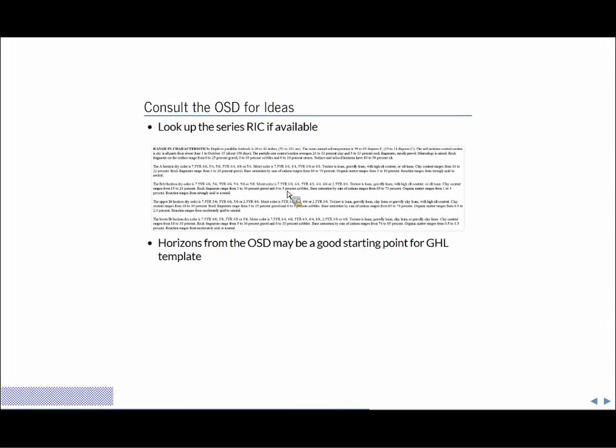So within the context of this generalized horizon label framework for aggregating soil profile data, probably the best thing to do is consult the official series description for some initial ideas. Checking to see if there are existing ranges and characteristics that can help guide the assignment of these labels. And sometimes the horizon structure from the series description is a good starting point for this generalized horizon label template.